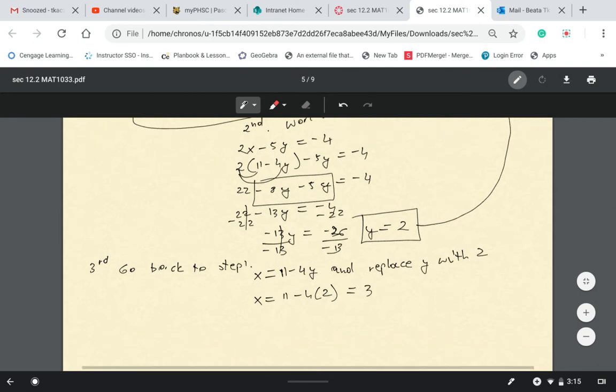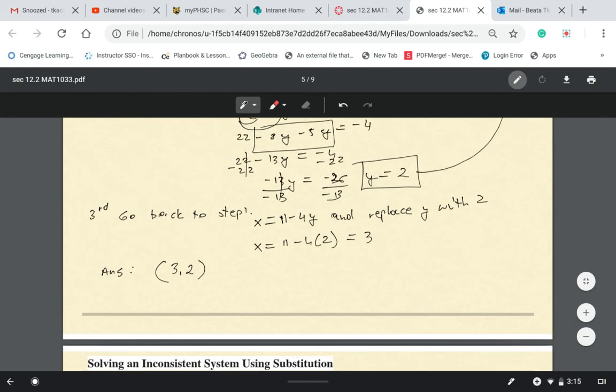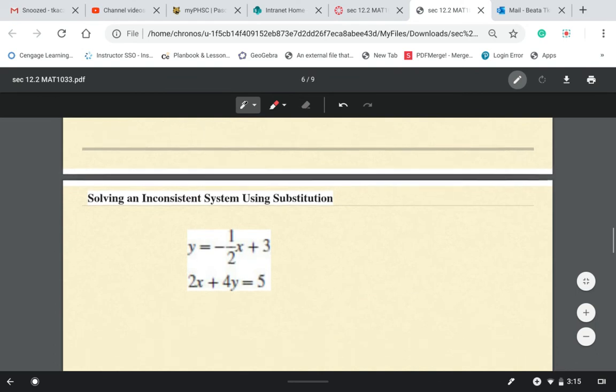So the answer, the point of intersection, the solution of the system is the point x comma y. We're having (3, 2). Okay, so that was another example of solving a system of equations using substitution.